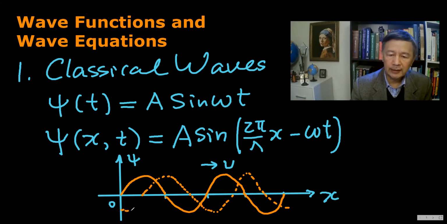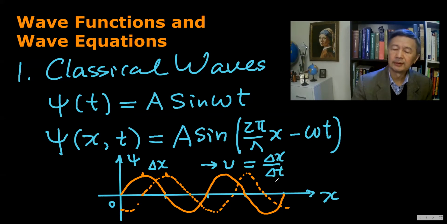If you pay attention to these points, you will see the displacement in space, called delta x, and the time difference is delta t. So the wave speed can be worked out by using the definition of velocity, that is delta x over delta t. This is a very simple mathematical formula to describe the plane wave in space.